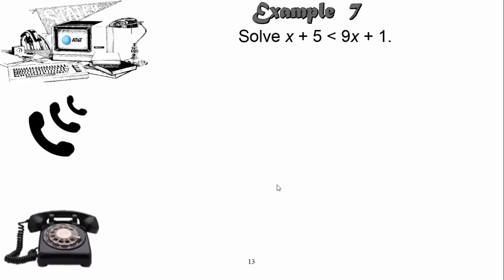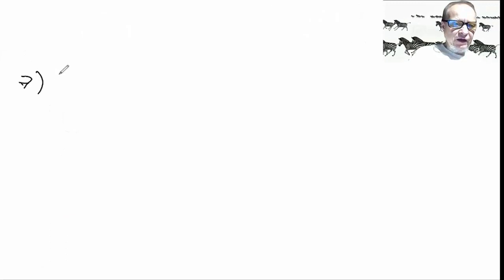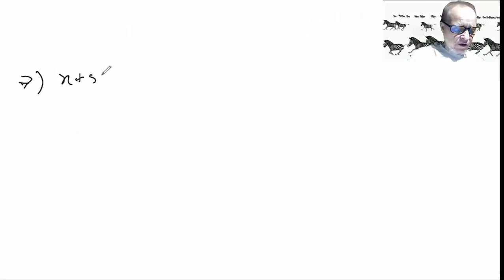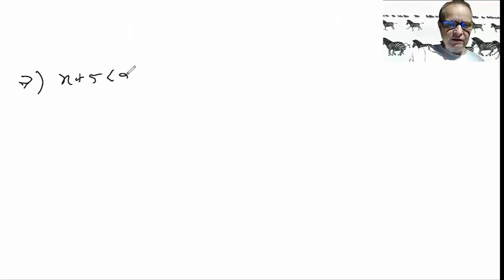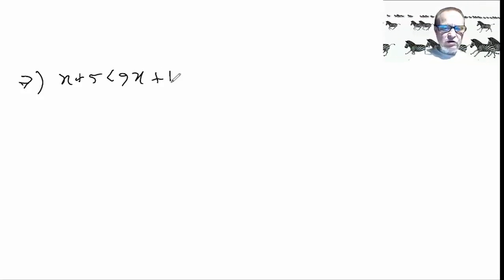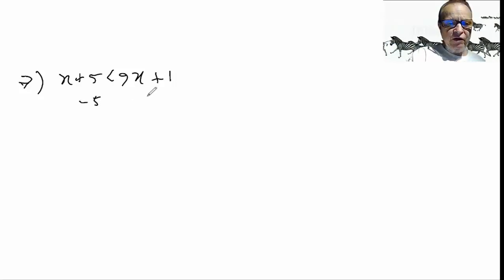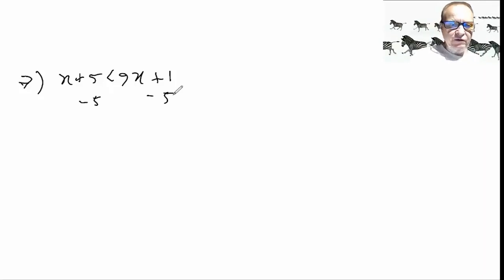In example number 7, we're asked to solve x plus 5 is less than 9x plus 1. So let's go over to the whiteboard and work this one out. In number 7, we have x plus 5 is less than 9x plus 1. Well, again, we're just going to solve this like a regular algebraic equation, negative 5, negative 5.